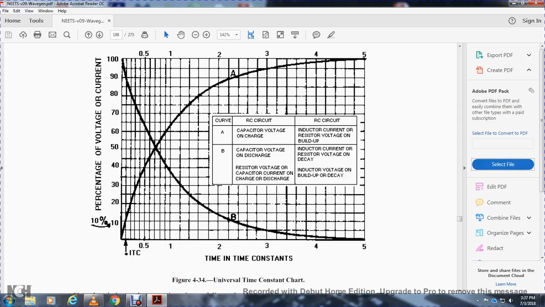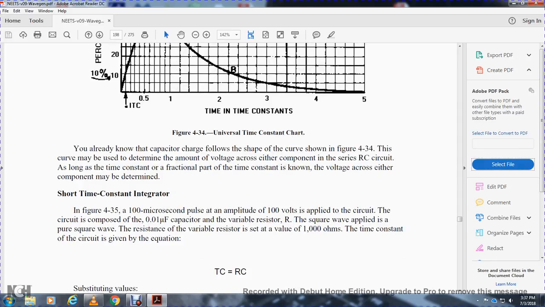Figure 4-34 shows the universal time constant chart. Curve A shows the capacitor voltage and resistor voltage on the RC circuit, and inductor current and resistor voltage on build up. Curve B shows the capacitor voltage on discharge, resistor voltage, and capacitor current on charge and discharge, inductor current and resistor voltage on decay, and inductor voltage on build up and decay. You already know that the capacitor charges with the shape of the curve shown in figure 4-34. With the curve, you can determine the amount of voltage across either component of the RC circuit. Once the fractional part of the time constant is known, the voltage across either component may be determined.